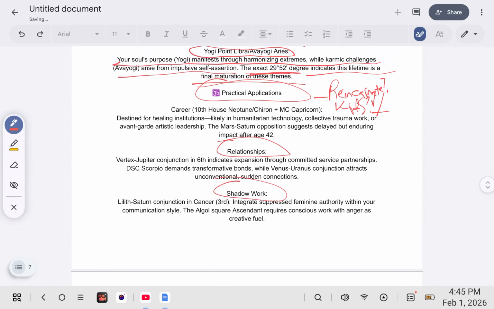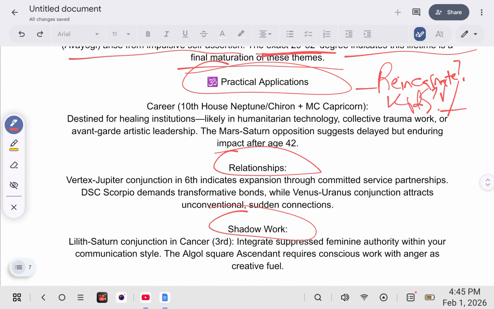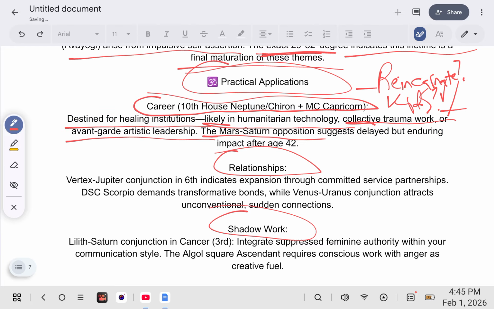But that's my opinion. So practical applications. Career is 10th house, and I have Neptune there with Chiron and Midheaven Capricorn. So I'm destined for healing institutions, likely in humanitarian technology, collective trauma work, or avant-garde artistic leadership. And the Mars-Saturn opposition suggests delayed but enduring impact after age 42.